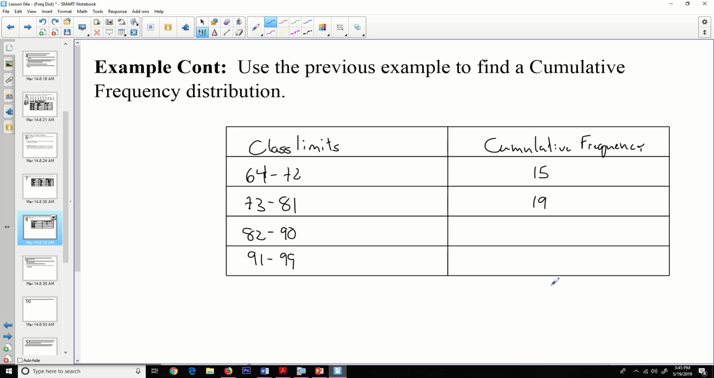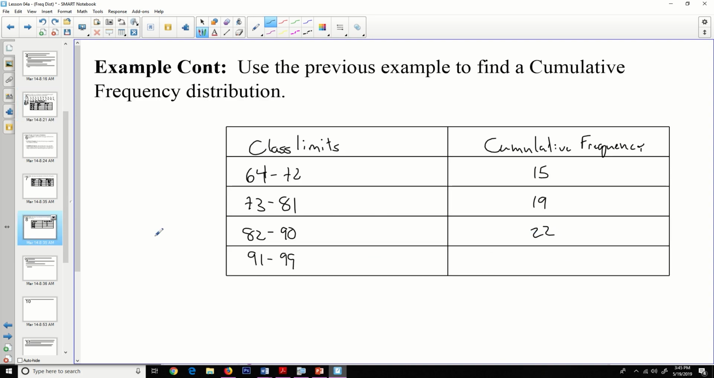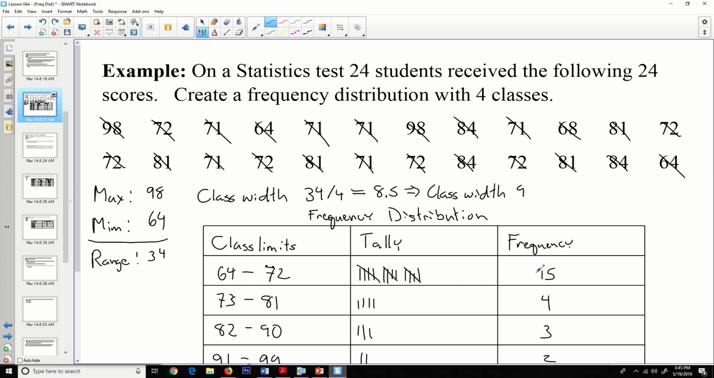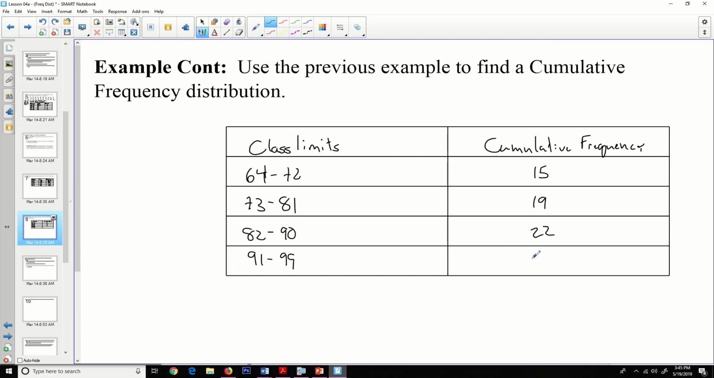So the cumulative frequency is 4 plus 15. This class will be the value that's in it plus the values before it. So if we go back to here, it'll be 3 plus 4 plus 15, which is 22. And the last class should be equal to the sample size n. Our sample size that we started with was 24 students. So if I go 15 plus 4 is 19, plus 3 is 22, plus 2 is 24, we have the sample size n, 24, for the final value in our cumulative frequency distribution.